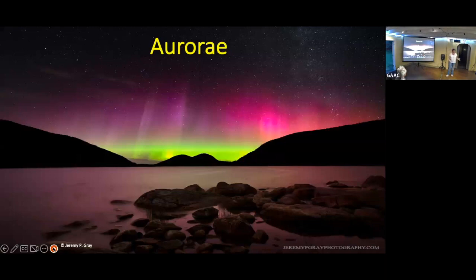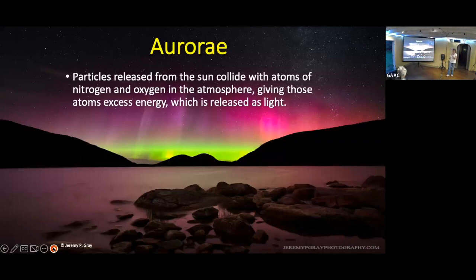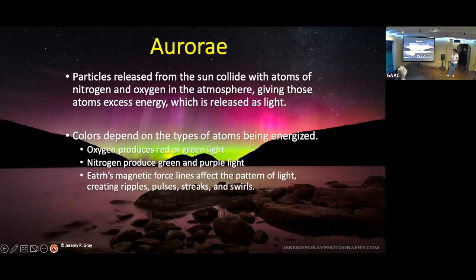Another thing you can look at are aurorae. Those occur. Oh, they have more information. I thought it was interesting to give a little explanation of how you can see them. They're caused by particles released from the sun colliding with atoms of nitrogen and oxygen in the atmosphere. And the atoms give off excess energy, which gives off light. And the color depends on the type of atoms being energized.